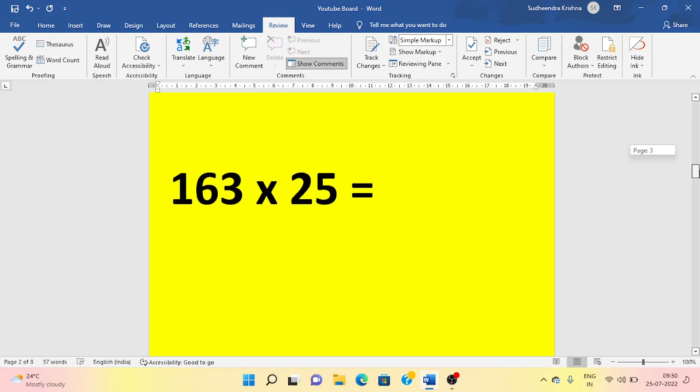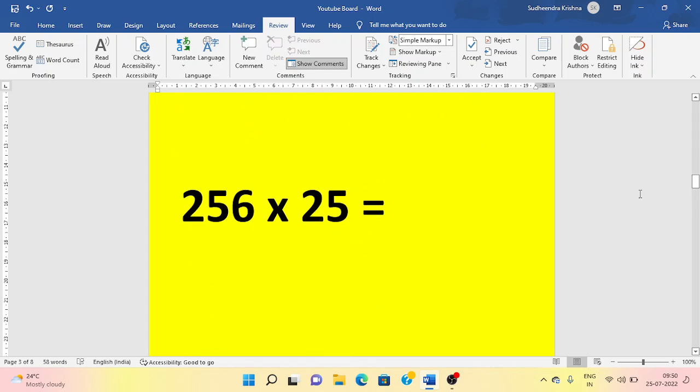Now let us take a 3-digit number, 163 into 25. So divide 163 by 4. When you divide 163 by 4, you will get 40 as the quotient and you will get 3 as the remainder. In the previous case, we got 2 as the remainder, so we put 50 in the right portion of the answer. But here we are getting 3 as the remainder. So whenever you are getting 3 as the remainder, put 75 in the right portion of the answer. So 163 into 25 is equal to 4075. It's as simple as this.